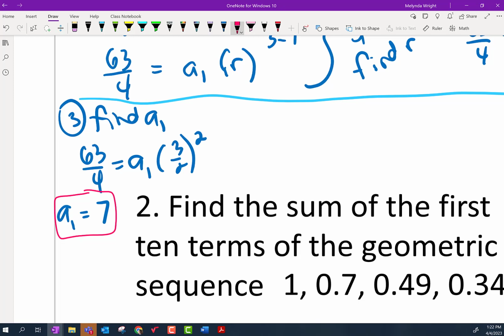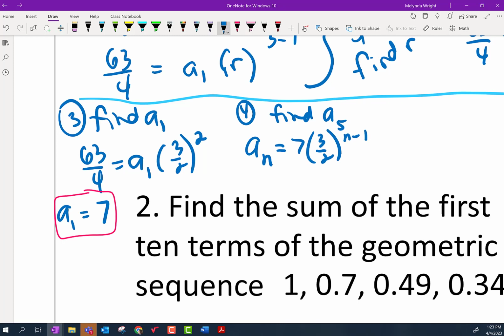Our last step, step 4, is to find a sub 5, our 5th term, because that's what they asked us to do. They asked us to find the 5th term, which is a sub 5. That is our last thing that we're going to do. So we plug into our formula. First of all, let's create our formula. A sub n equals 7 times 3/2 to the n minus 1. There's our little formula. We plugged in the 2 things we needed to find, which were a1 and r.